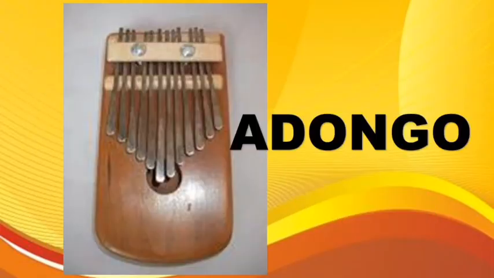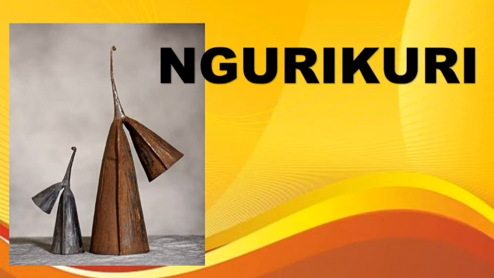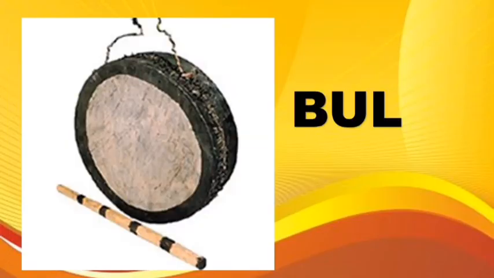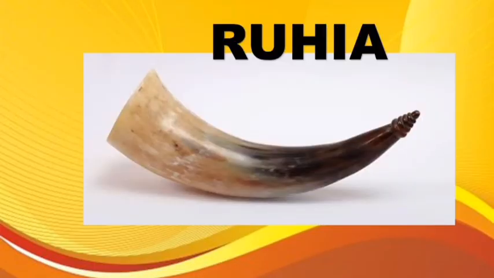We have adongo. The one I've said that when you're playing it, you pluck it. Then we have gurikuri. Gurikuri also you can strike it. We have bull. Bull is a type of drum. We have ruhia. Ruhia is a horn. They strike it when they are playing it.